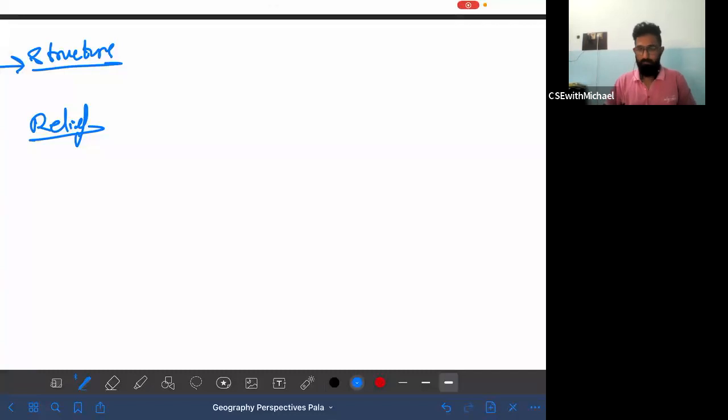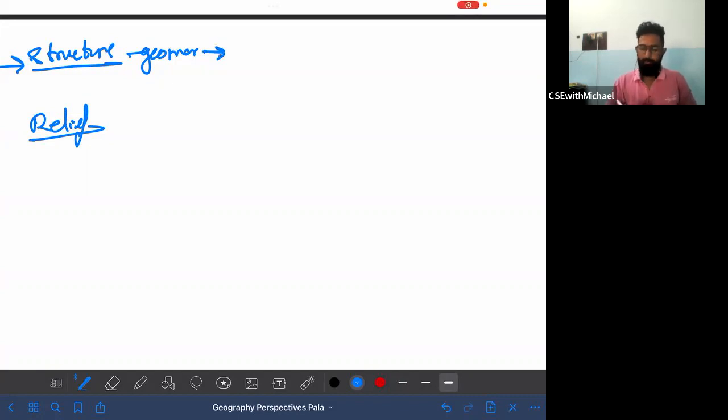Sir, total environment means... Structure is a geomorphology concept. It's something about geomorphology. Like hilly terrain, forest, plains. Structure.